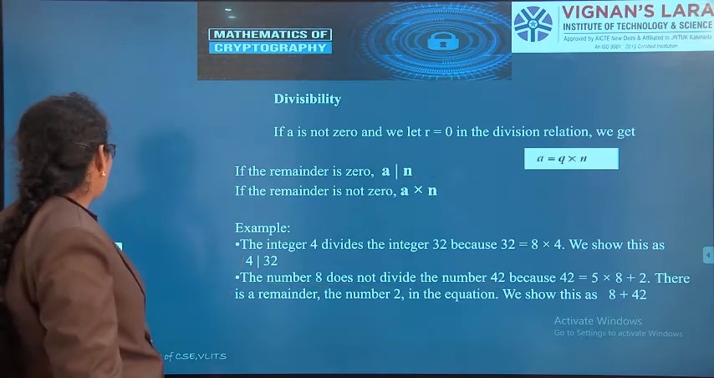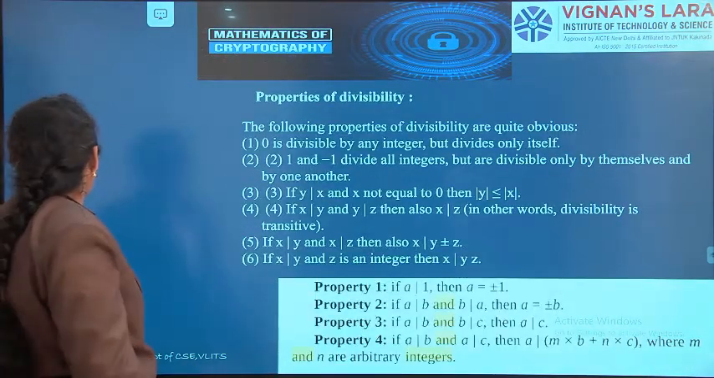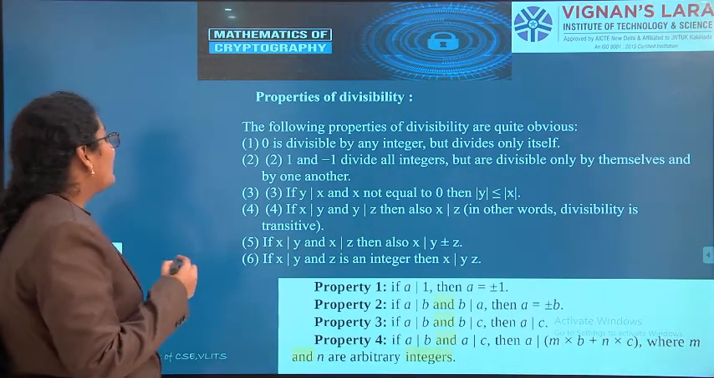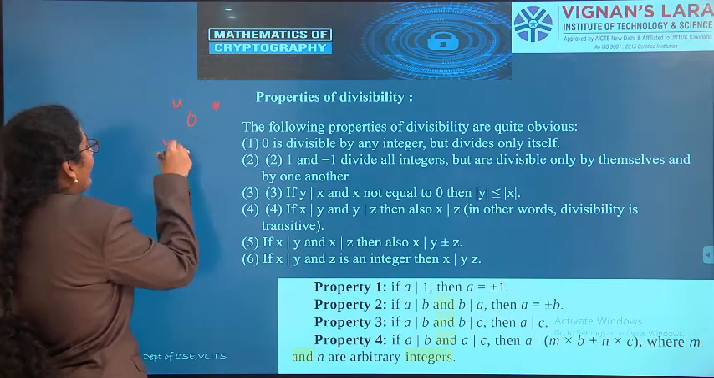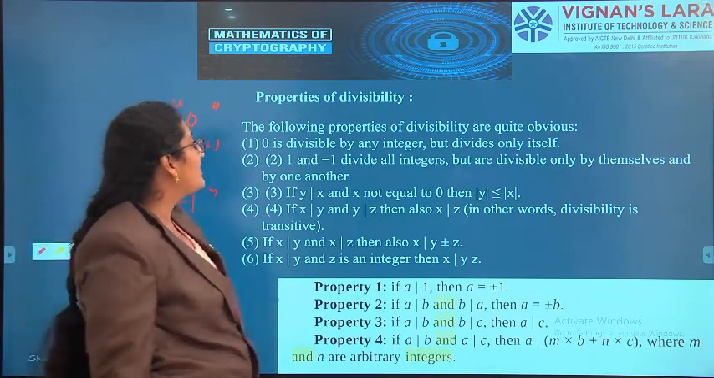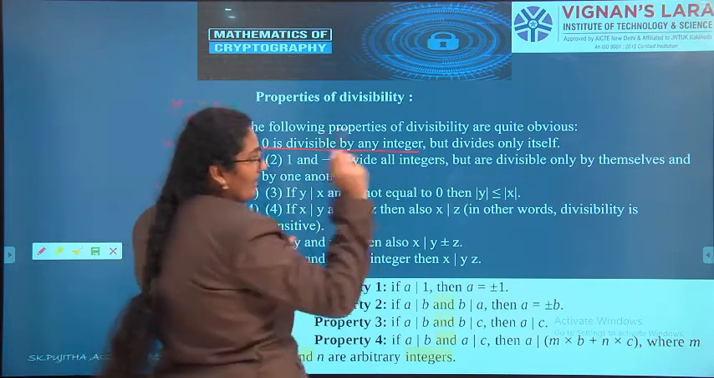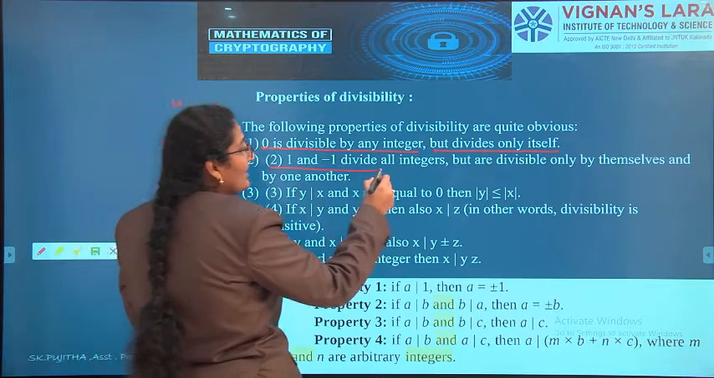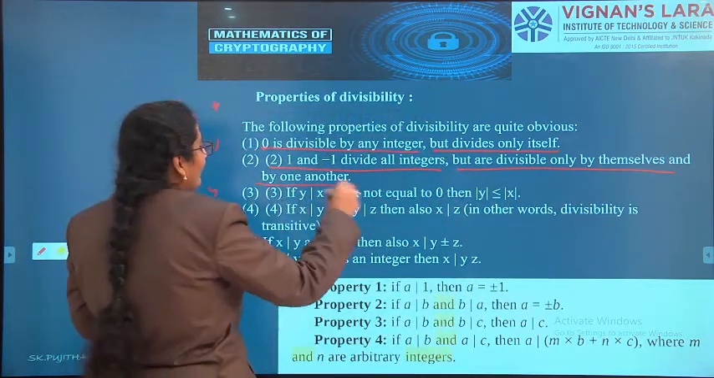Okay, this is divisibility. These are the properties of divisibility. Now we are seeing properties of divisibility. What are the properties we have? First, we should consider 0, then 1, then minus 1. See division rules by considering 0, 1 and minus 1. 0 is divisible by any integer, but it divides only itself. Next, 1 and minus 1 divide all the integers, but they are divisible only by themselves and one another.